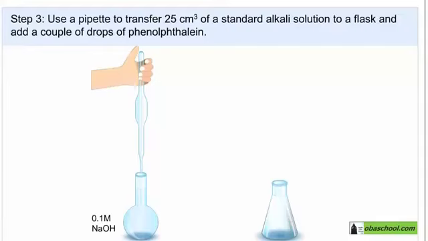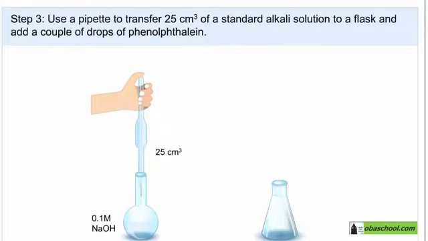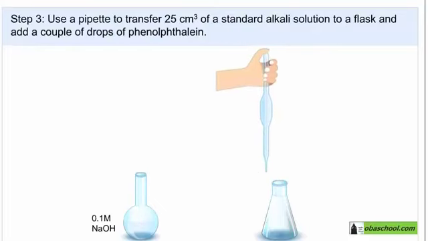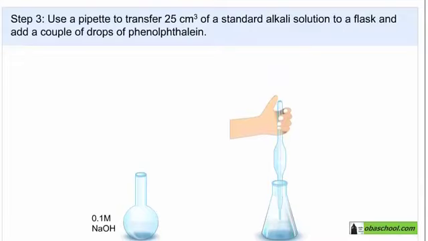And we add a few drops of phenolphthalein. This phenolphthalein is used as an indicator to tell us when the experiment will finish. As we notice, we withdraw NaOH and transfer it into the Erlenmeyer flask. A few drops of phenolphthalein are added. The solution is becoming pink now.